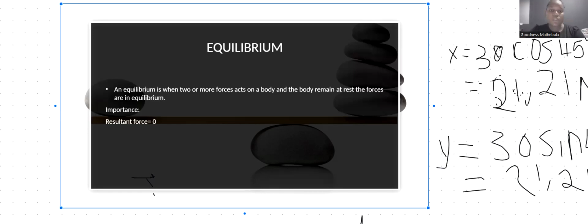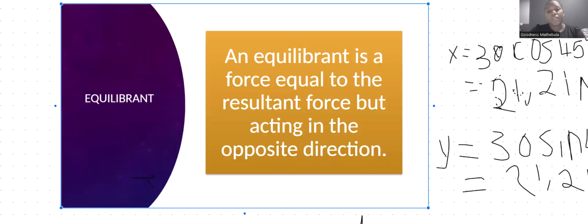An equilibrium is a force acting against the resultant force but acting in the opposite direction. So the purpose of an equilibrium is to keep the body at rest: same size, opposite direction. That is what makes an equilibrium possible. So now we'll go to components of forces.